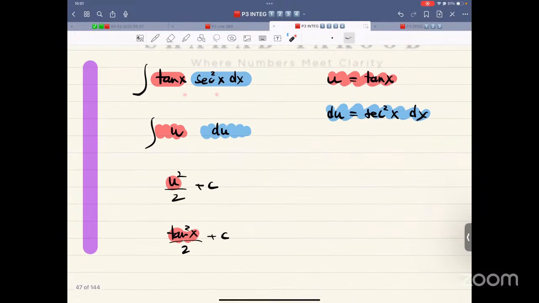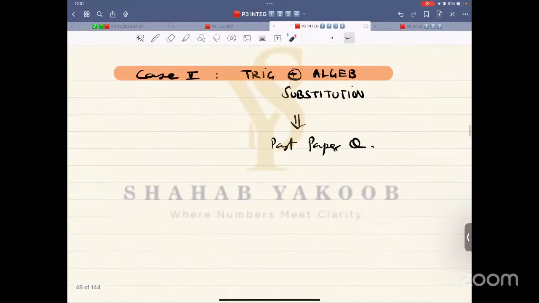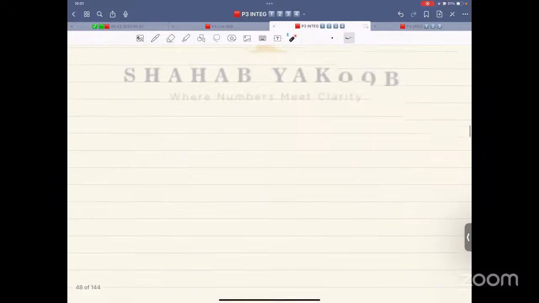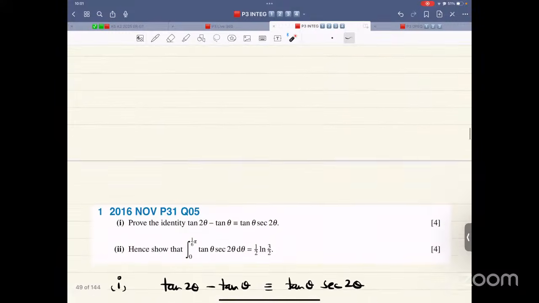Tangent into sec square. U is again tangent, du is sec square. This is u du, u square over 2. I replace back u with tangent x. Trick in algebraic substitution. This will come in past paper questions.